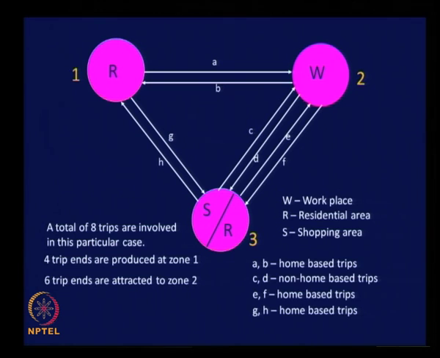How about zone 3? Yes, please. Sir, 4 trip ends are produced from zone 3 and 2 trips are attracted to zone 3. Yeah, it is the other way around. In fact, you must look at the trip ends associated with R. These are productions. How many trip ends are associated with R?